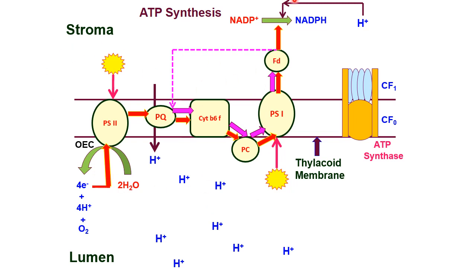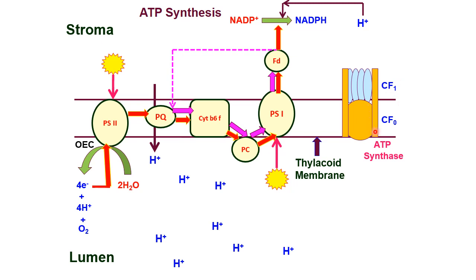This is the light reaction of photosynthesis and it is taking place in the thylakoid membrane. This is the structure of ATP synthase. It consists of two units, CF0 and CF1. The CF is nothing but coupling factor: coupling factor 0 or CF0 and coupling factor 1.